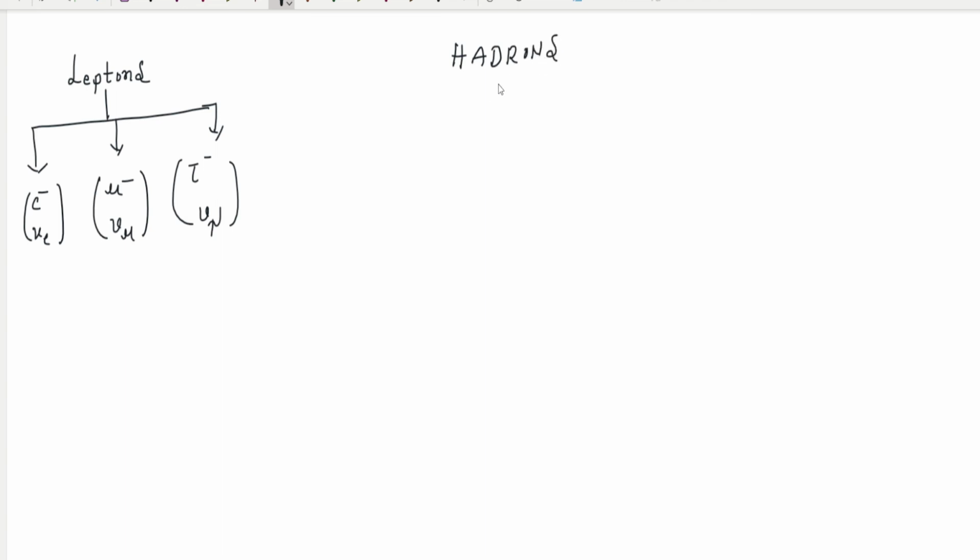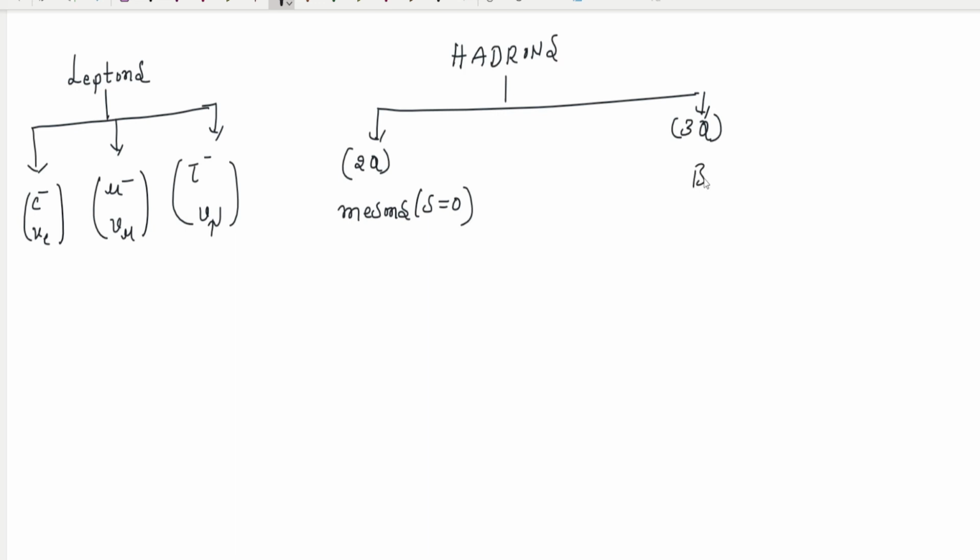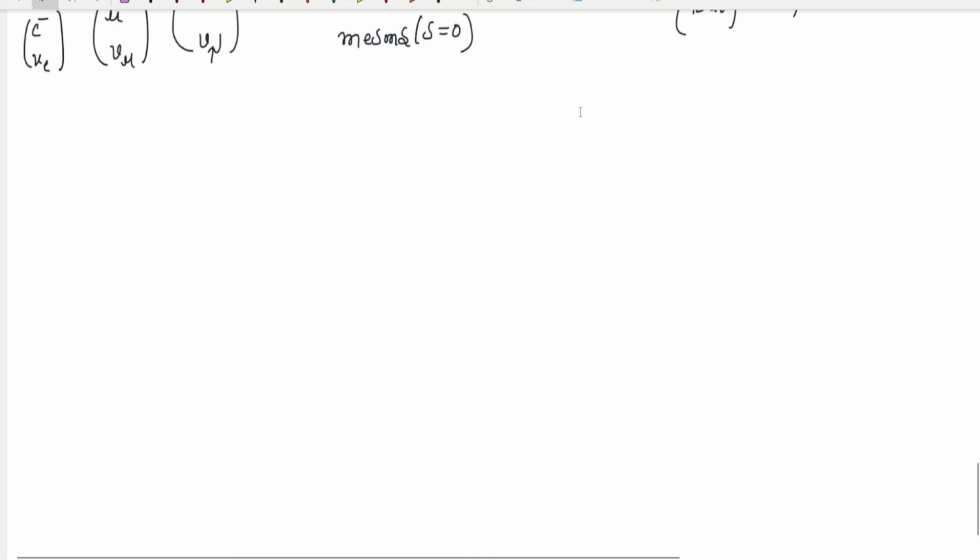Hadrons. Hadrons are two groups. We know one is the 2q group, another is the 3q group. These are the mesons, with spin equal to 0, and these are the baryons. There is some spin: 1, 0, plus 1/2. You can get some combinations after that. So these are the final mesons.